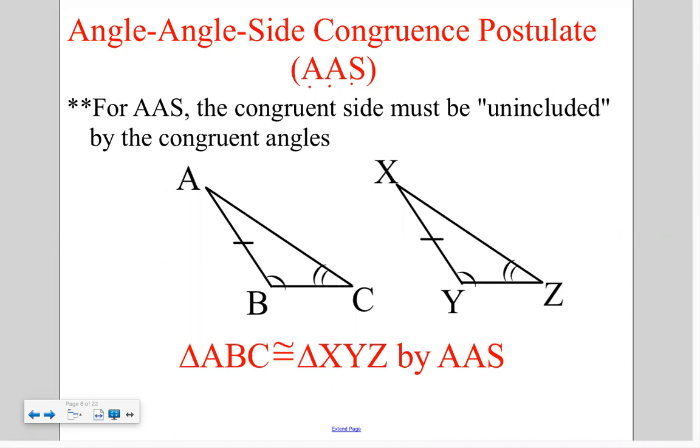If for some reason the single hash was over here instead, well, in this triangle we went double, single, side, and in this one we went single, double, side. If it were the way I have it drawn on the right now, these would not be congruent, or we couldn't use angle, angle, side to show they're congruent. It has to be the same order.